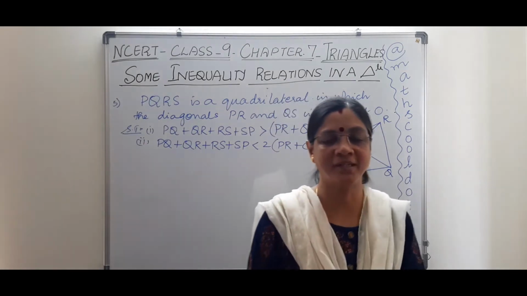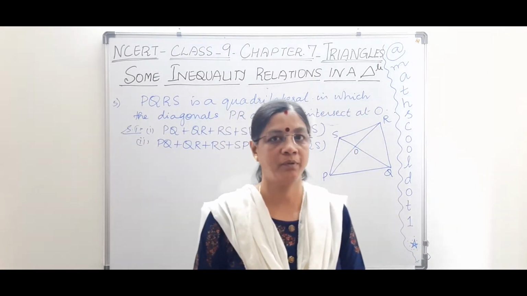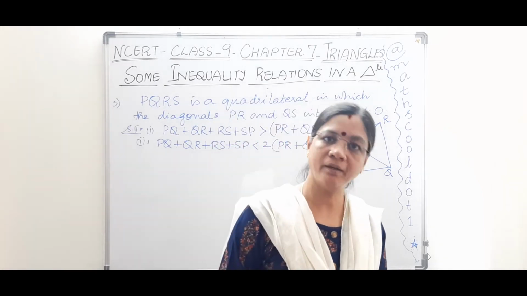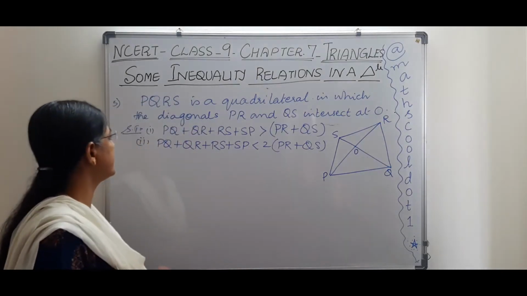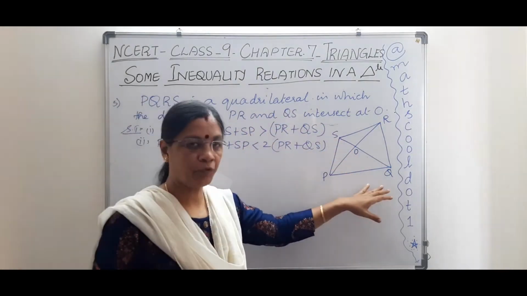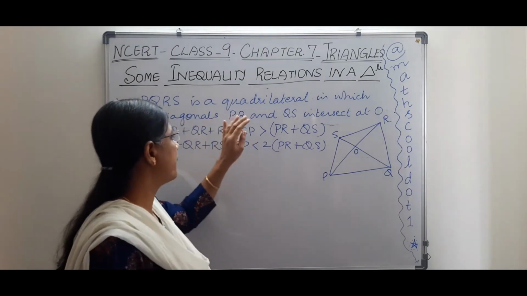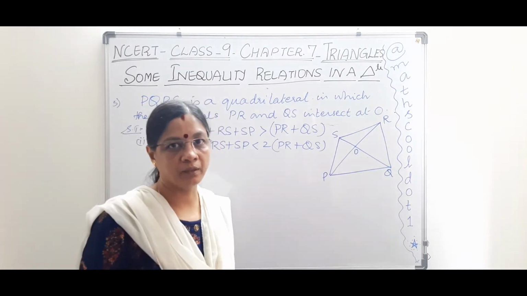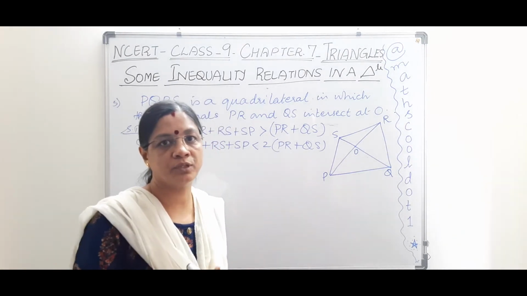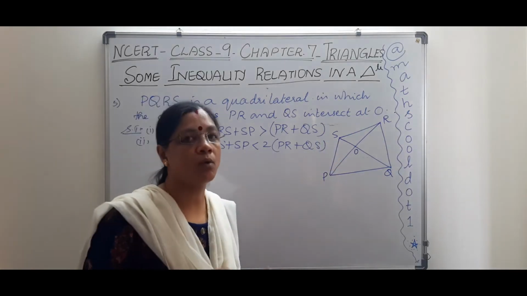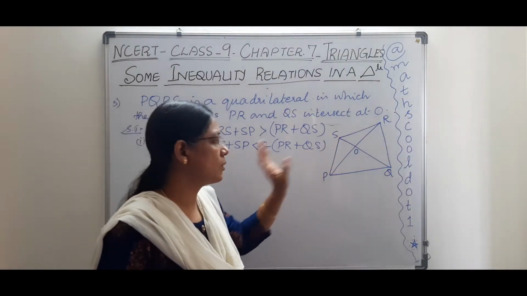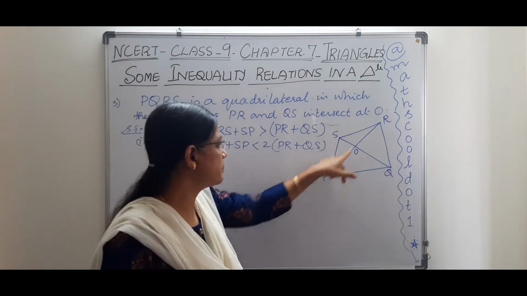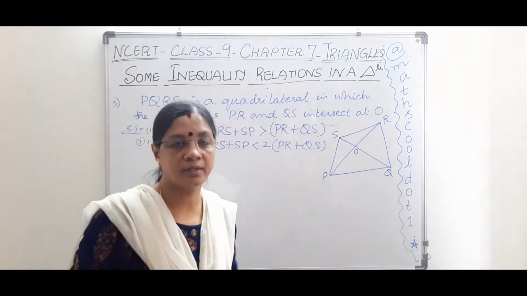Now, welcome back to the session, and we are going to see the last problem in this chapter, triangles, and this is regarding inequality relations in triangles. The problem states PQRS is a quadrilateral, a four-sided figure, in which the diagonals PR and QS intersect at O. We know a quadrilateral is a four-sided figure whose sides are not related to each other, that is, they are not equal or anything. We have diagonals, that is, opposite vertices connected. PR and QS are two diagonals which intersect at O.